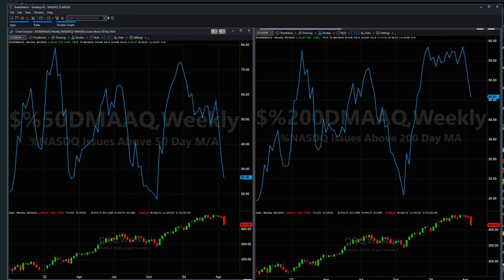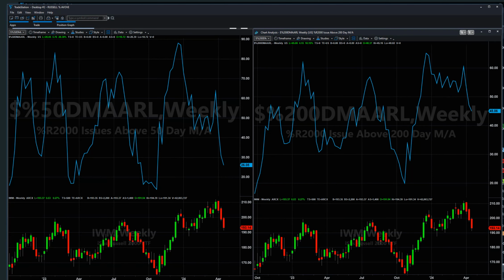And also in terms of the NASDAQ, this is the 50-day moving average. This is the 200-day moving average. You can see this is a weekly chart, so you can see the deterioration that's happening in terms of trading through the 50 and 200-day moving averages, even though breadth is strengthening slightly with each passing day. And the same thing with the Russell, the 50-day moving average and 200-day moving average for the Russell as well. So there is some weakness in the market.